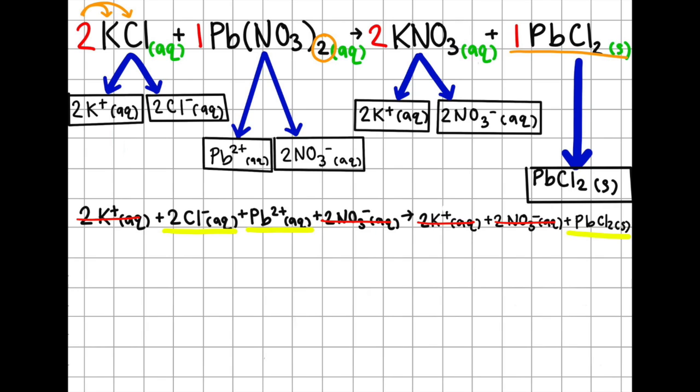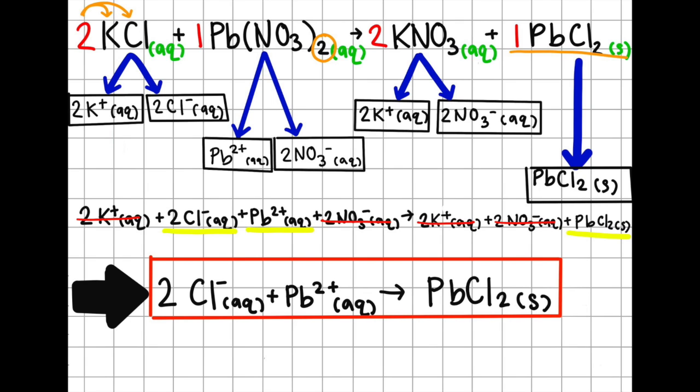We can now bring these down to form our net ionic equation. Our net ionic equation will be 2Cl− plus Pb2+ yields PbCl2.